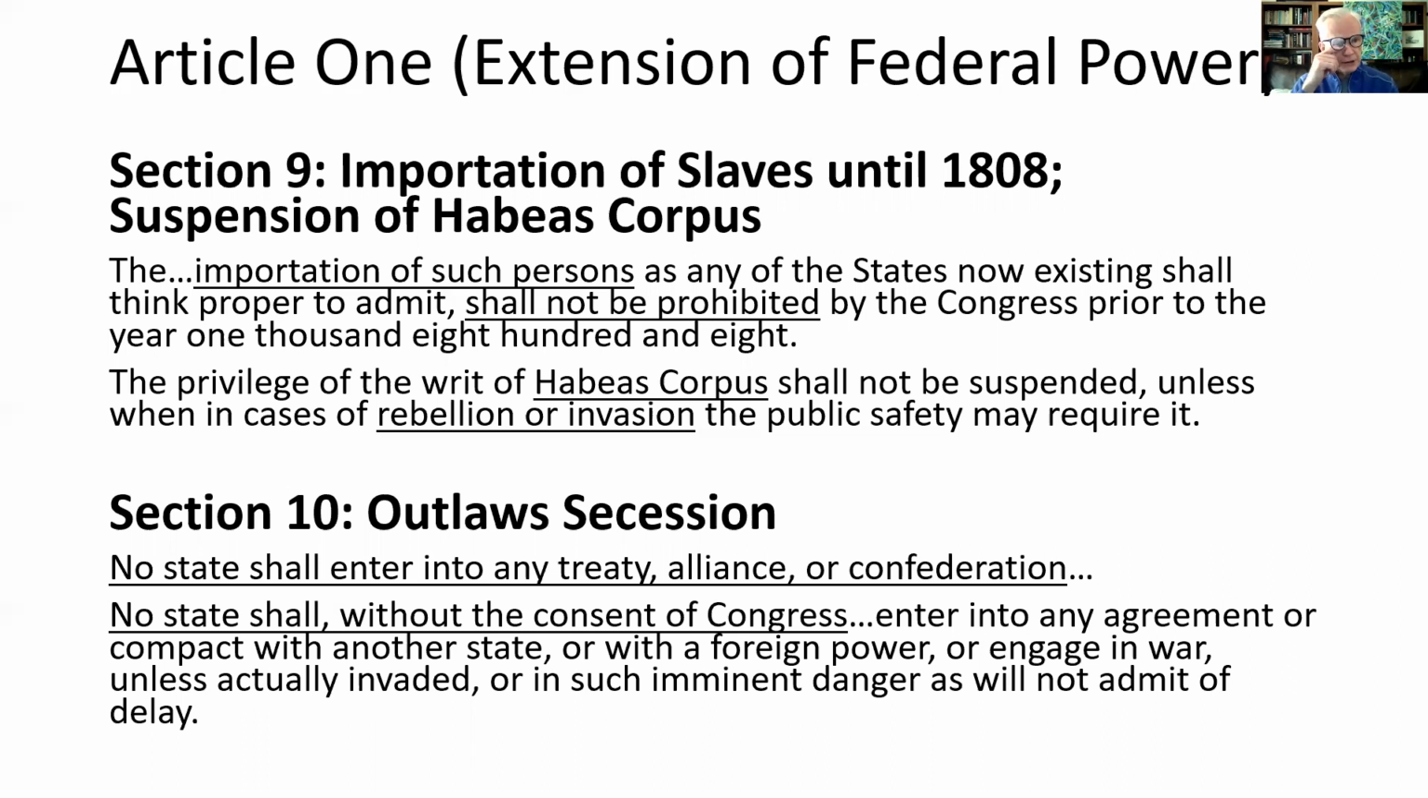Well, Section 10 of Article 1 says that no state shall enter into any treaty, alliance, or confederation with another state or a foreign country. So states cannot make treaties with, say, the British or something like that. Only the US government can do that. It also says that no state shall, without the consent of Congress, enter into any agreement or compact with another state or with a foreign power, or engage in war unless actually invaded or in such imminent danger as will not admit of delay. And so these could be construed as outlawing secession.